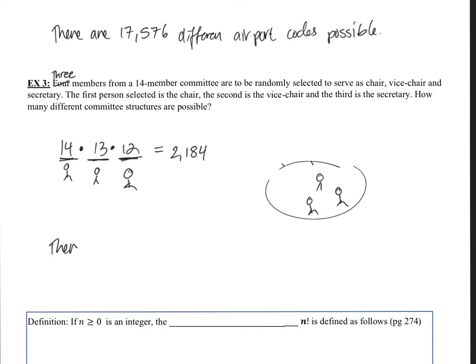There are 2,184 different committee structures possible.